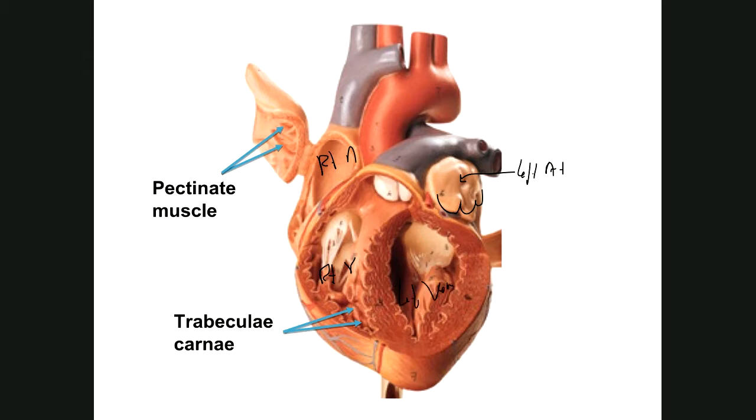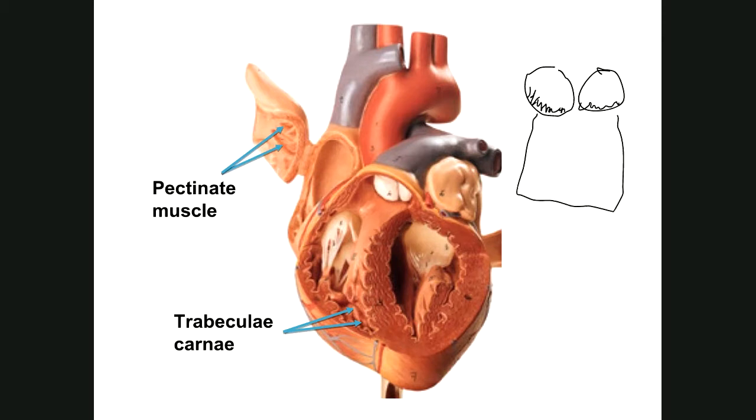Well, if we look in here on the inside, when I draw it like this, it looks smooth inside, but it's not like that. There are lots of little bitty ridges in here. And if you look at the ventricles, the ridges are even bigger.